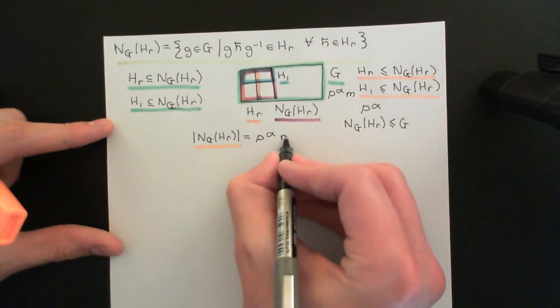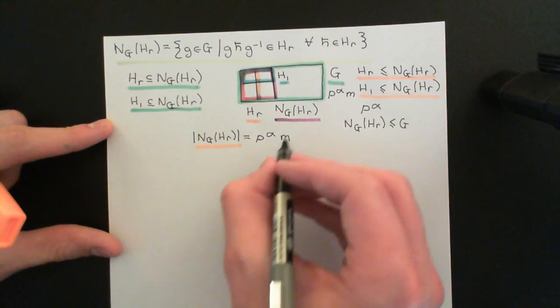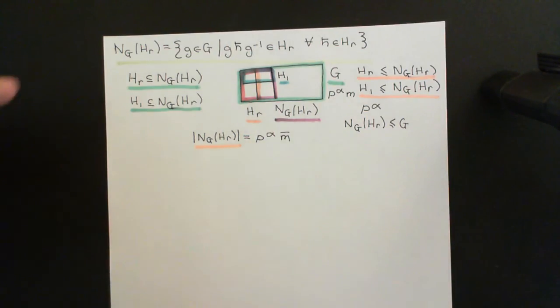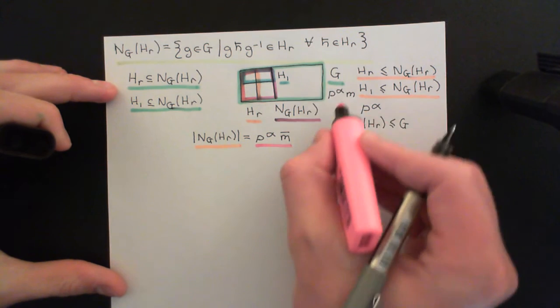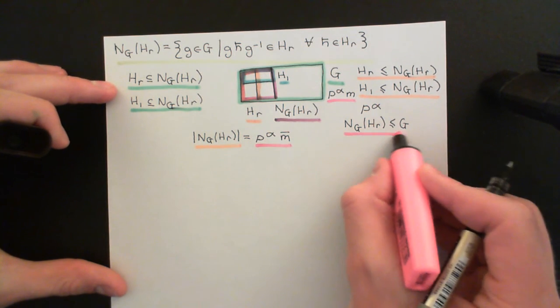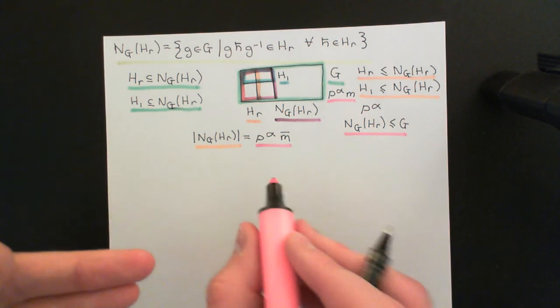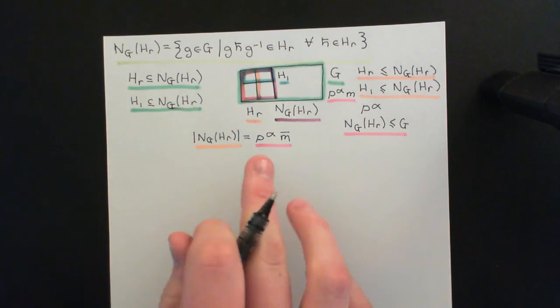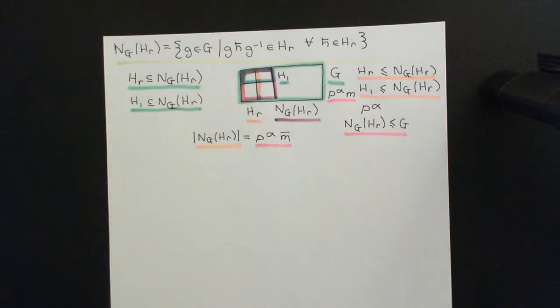So we can say that the order of the normalizer of HR in G will be p to the power of alpha times m bar, okay, where m bar is again some portion of m potentially here. Okay, now m bar could be 1, but the important fact here is that you have to have that full p to the power of alpha there.